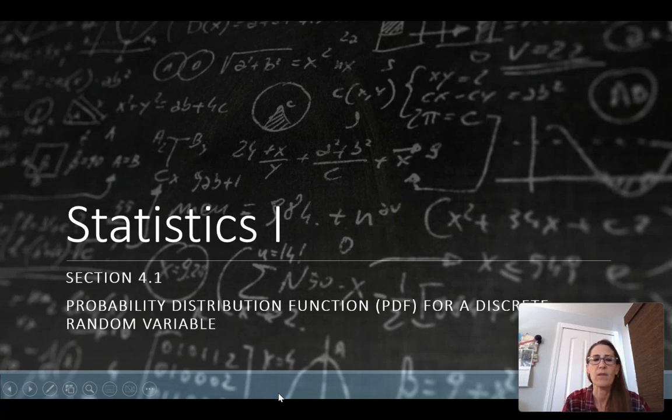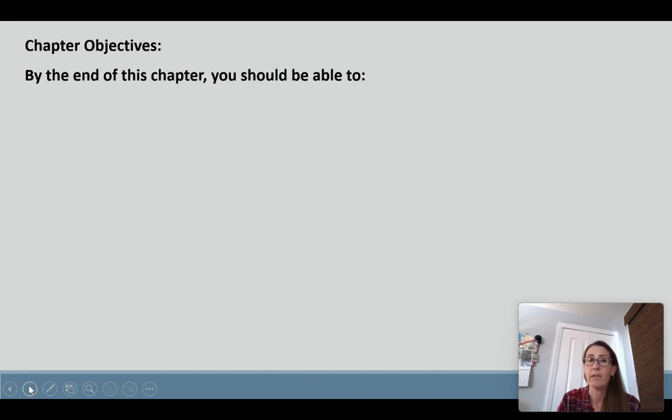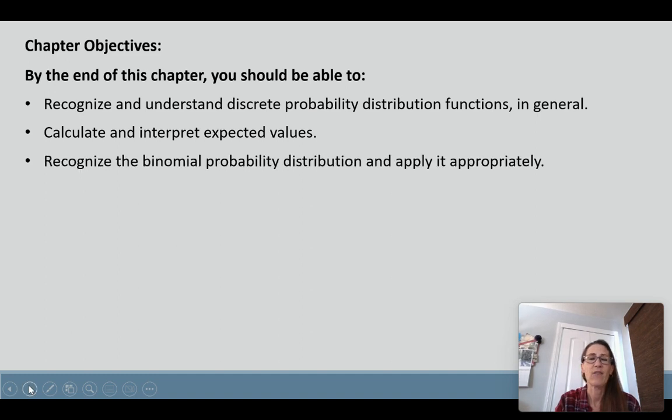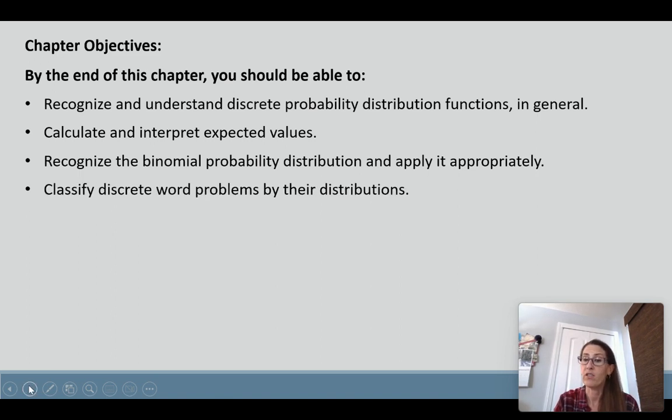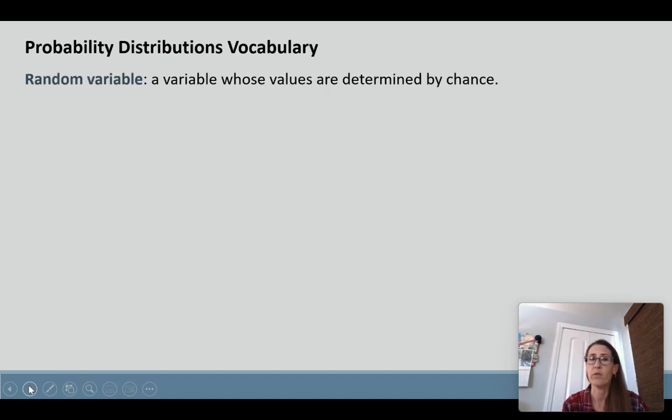This video is going to be on section 4.1, which is probability distribution function, a PDF for a discrete random variable. So, our chapter objectives. By the end of this chapter, you should be able to recognize and understand discrete probability distribution functions in general, calculate and interpret expected values, recognize the binomial probability distribution and apply it appropriately, classify discrete word problems by their distributions. So a little vocabulary for our probability distributions.